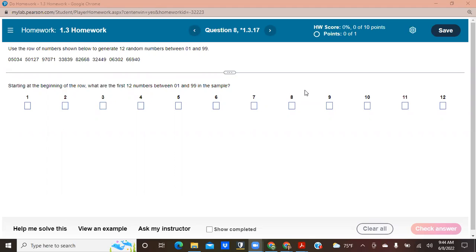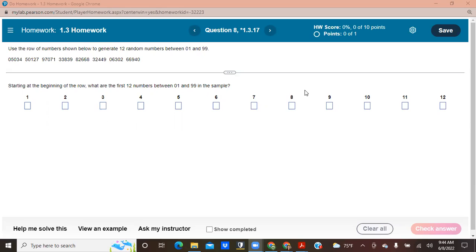Had some questions about numbers 8 and 9 on homework 1.3, and these can be challenging and a little tricky, but once you get the hang of it, I think you'll see it's not terrible. So 1.3 is all about sampling and in particular how to pick random numbers. There is a way to get a random number from our graphing calculator when you seed it with a number to start out with.